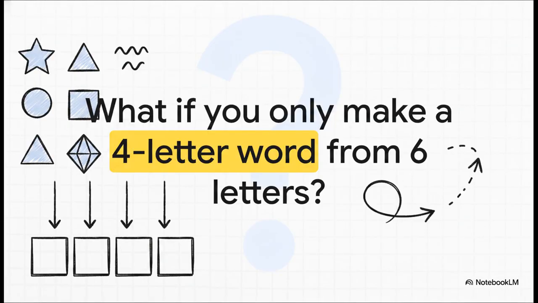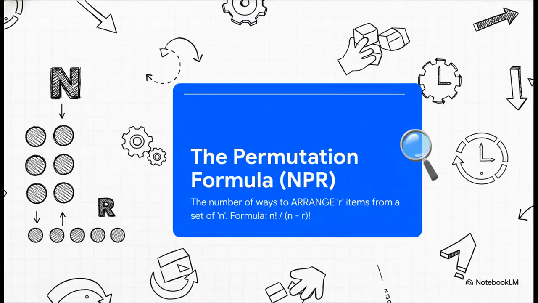All right, so that's pretty clear for arranging all 6 letters. But let's throw a little wrench in the works. What if you still have those same 6 letters, but now you only want to make a 4-letter word? Our simple 6 factorial trick isn't going to work anymore, is it? We need a better tool. And here it is, the big one. This is the general formula for permutations.